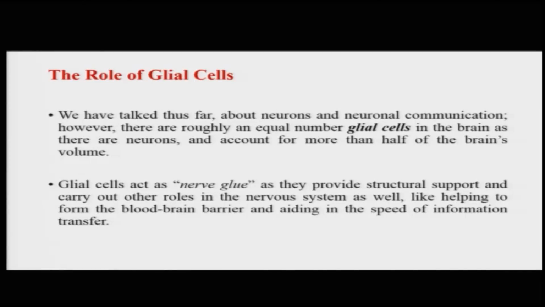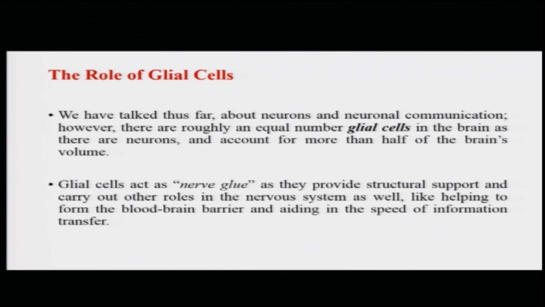We can move to a different topic. We have so far talked mainly about neurons and neuronal cells in the brain, but there is an almost equivalent amount of glial cells in the brain, which account for almost more than half of the brain's volume in the entire nervous system. Now, glial cells are also referred to as nerve glue, originating from the term glia, which basically means nerve glue in Greek.